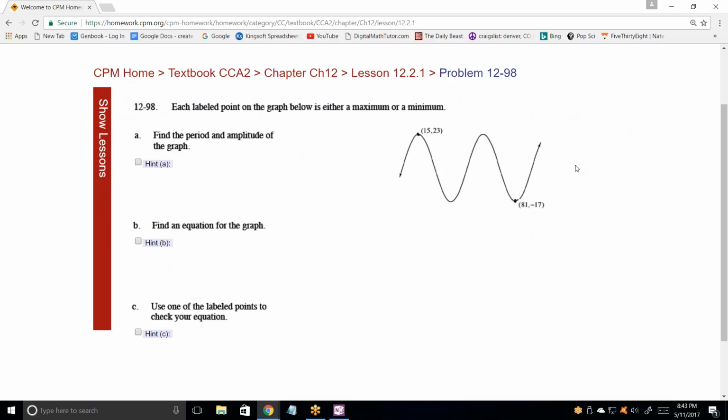What is the amplitude of this graph? We'll get to the period in a second, but what's the amplitude? It's the maximum minus the minimum divided by 2. Always. Well, 23 minus negative 17 is 40. 20 is the amplitude.